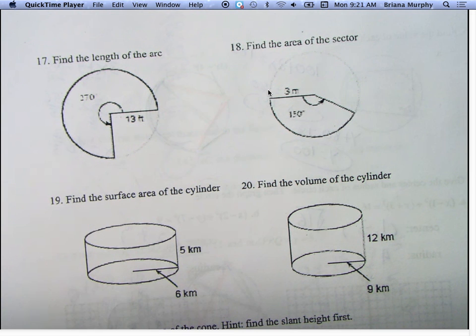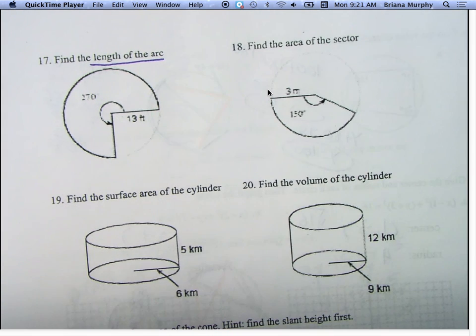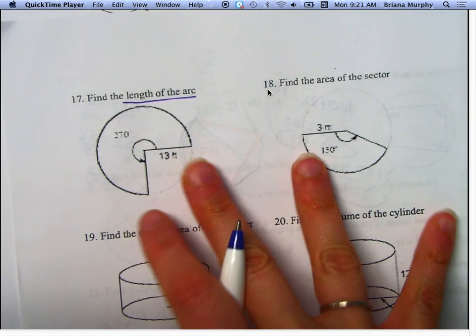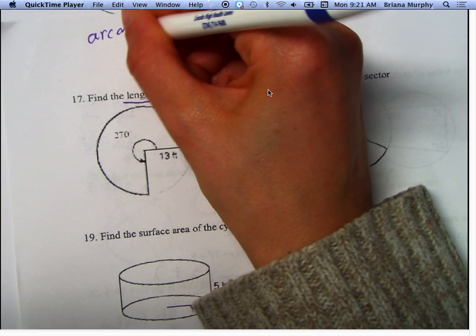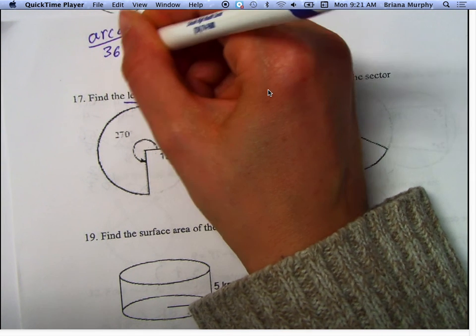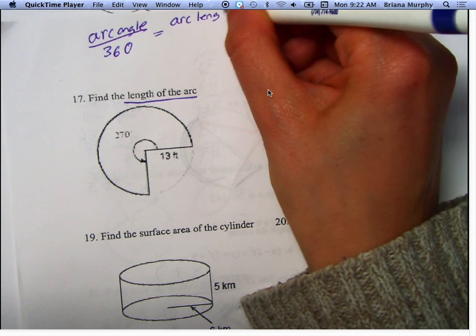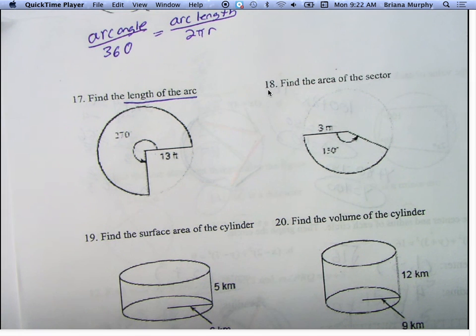Okay, you guys have to read these directions very carefully. We want to find the length of the arc. What is the formula for length of an arc? Arc angle over 360 equals arc length over 2 pi r. Please make sure you have it correct.